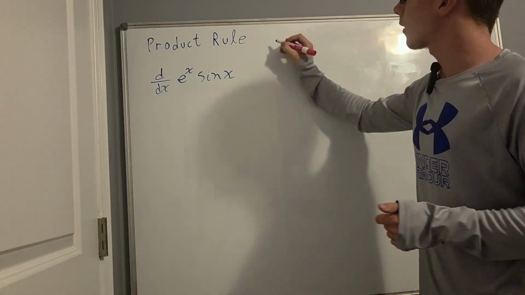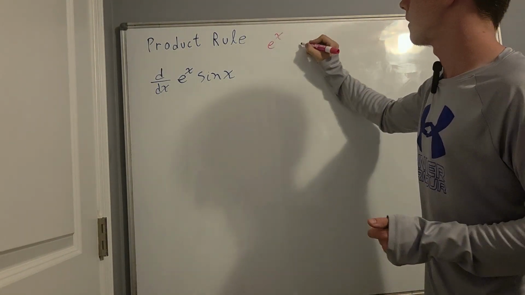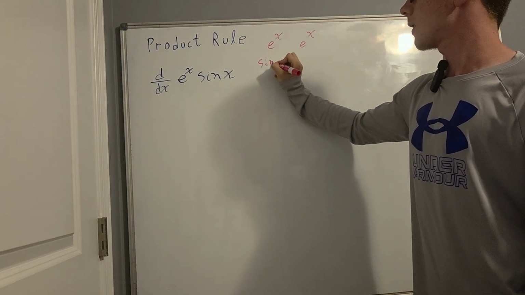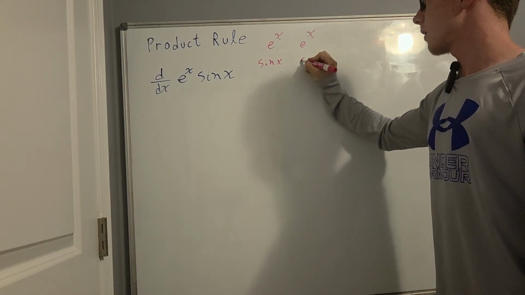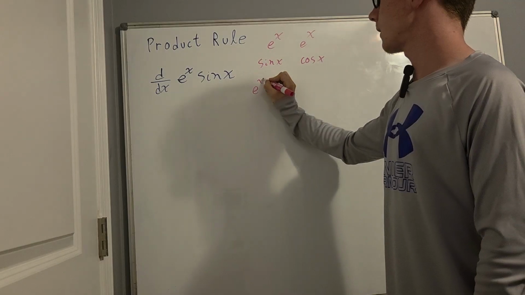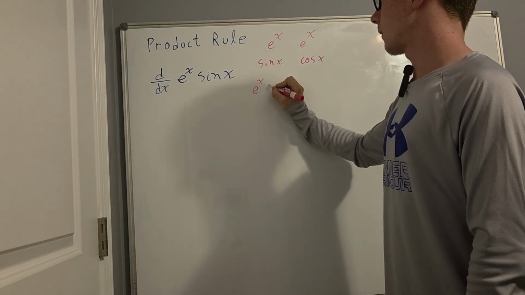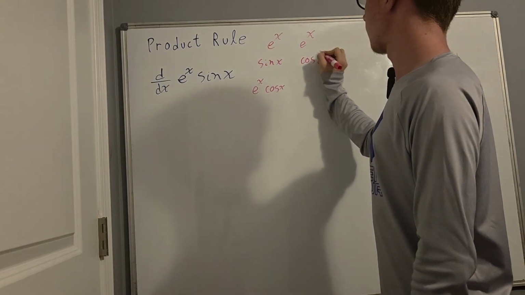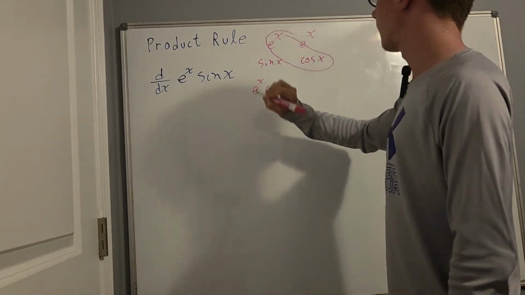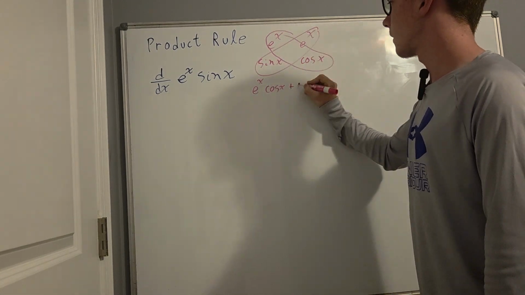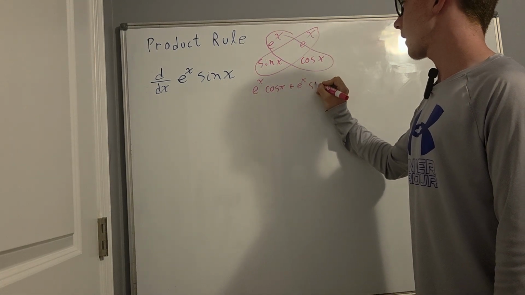I'm going to do that over here where we got e to the x, because the derivative of e to the x is e to the x, sine x, the derivative of sine x is cosine x. Bring it all together, we get e to the x times cosine x. There we go. Because remember, I kind of take that. It's a little messy, but it's the same thing. Plus these two, e to the x sine x.